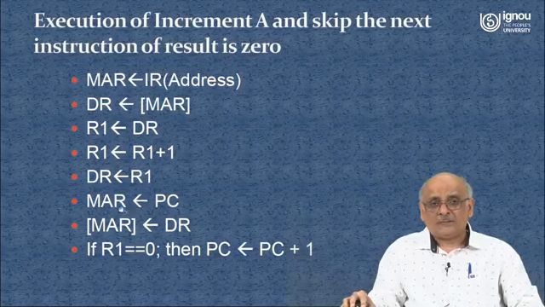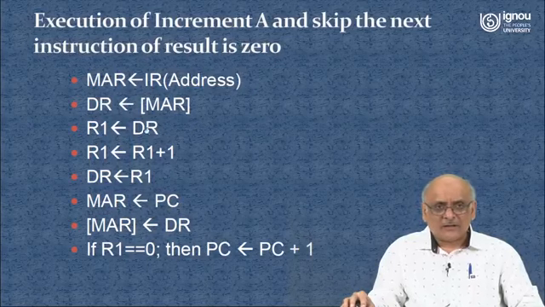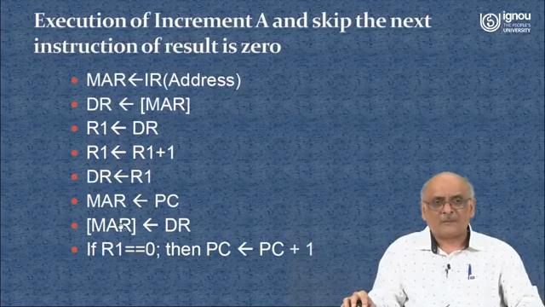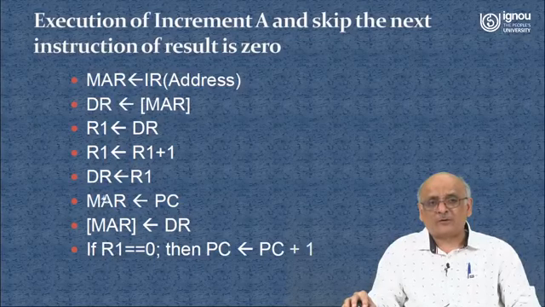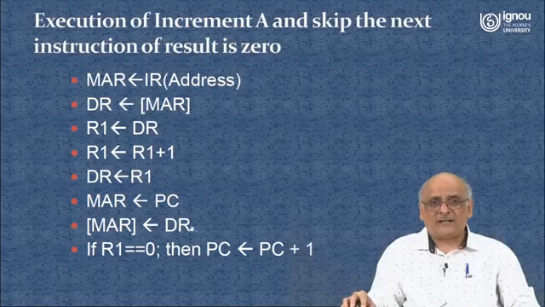Actually this MAR to DR is good enough. This step may not be needed in this particular case, because we are not reading the next instruction. Now comes the most important stuff. If R1 equals 0, just forget this particular line. So DR gets R1. When DR gets R1, what you are doing is writing it to the memory location belonging to A. So you have written the data, you have incremented the location A.